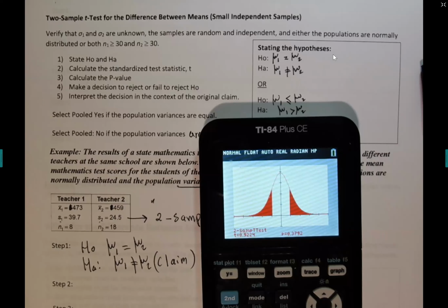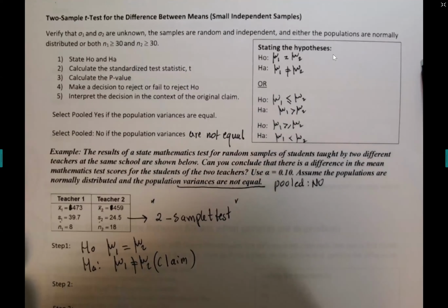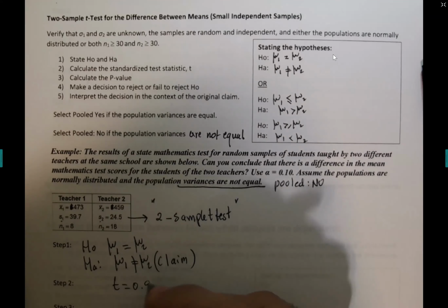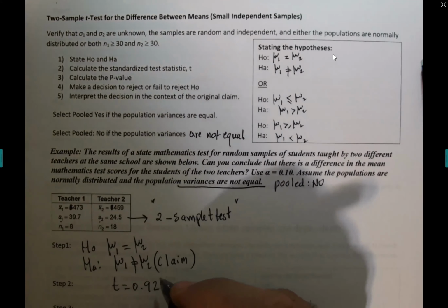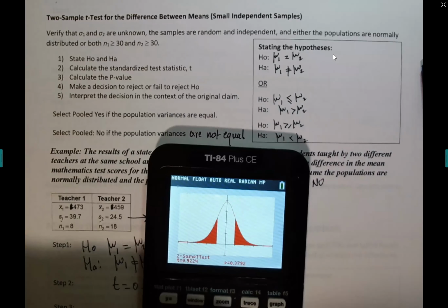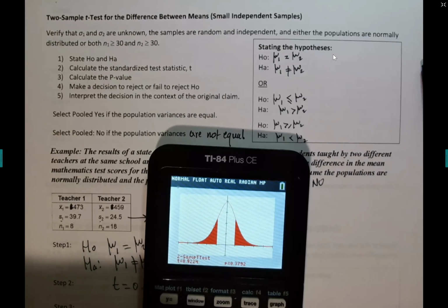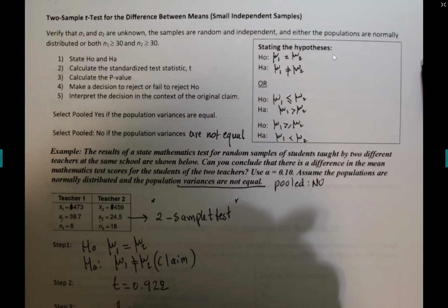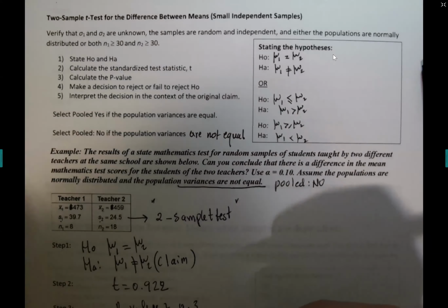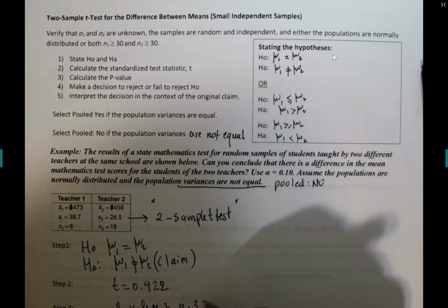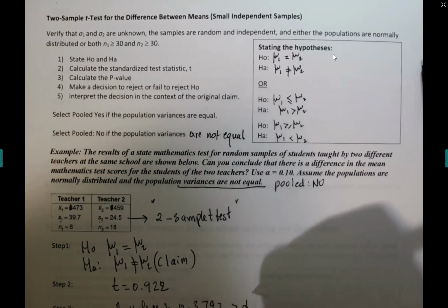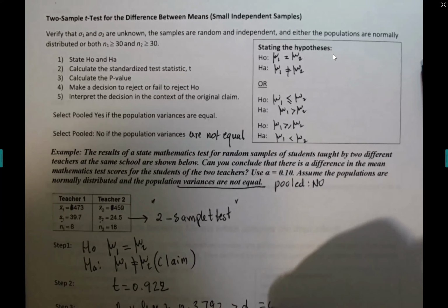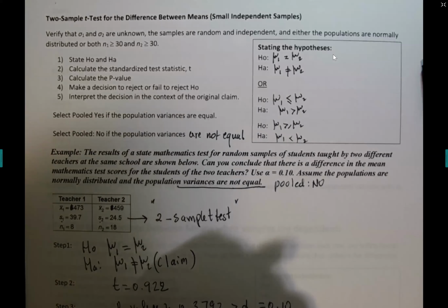So T is 0.922, there are 3 decimal places for T, and 0.3792 for the p-value. Just watch it, guys. 0.3792. And definitely, guys, that's bigger than alpha. I don't care even what alpha is. It is bigger than alpha. You fail to reject H0.